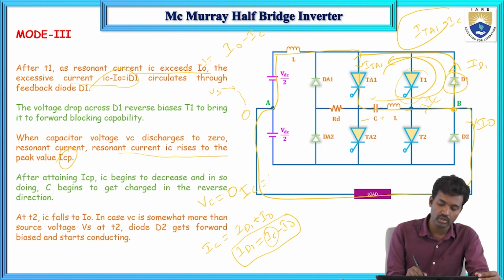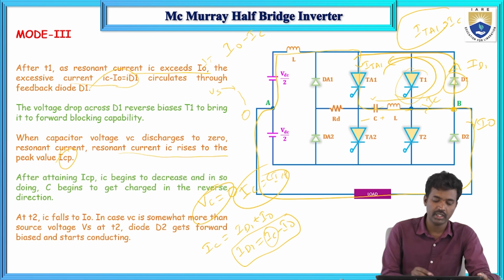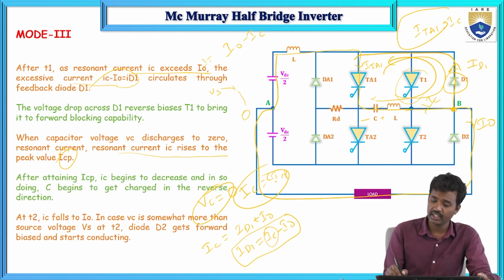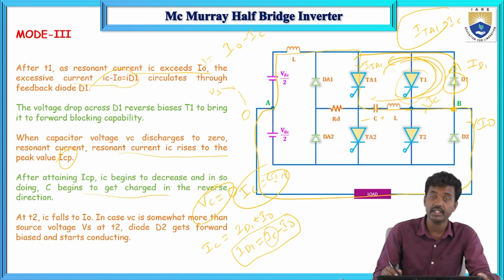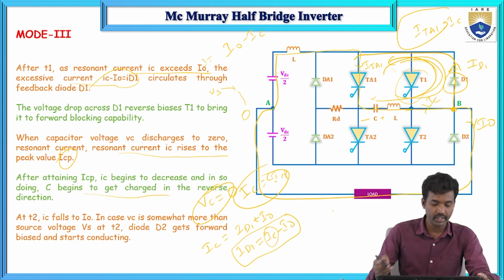So IC equals ICP, the capacitor current is at its maximum value. After attaining ICP, the IC current begins to decrease, and the capacitor begins to charge. Initially it was discharging; now it is the charging case, in the reverse direction. I will explain that in the next slide.